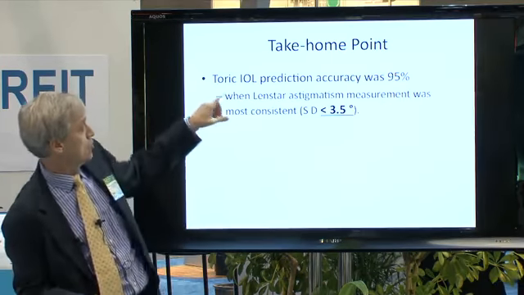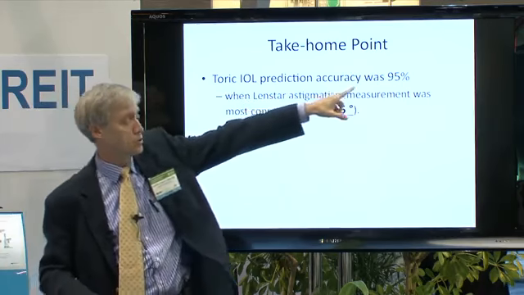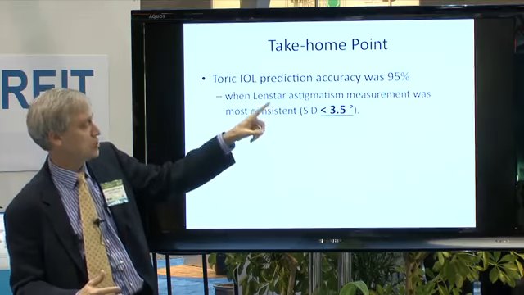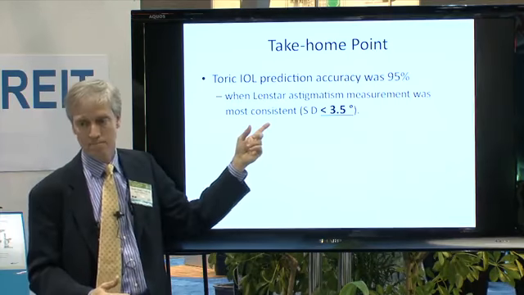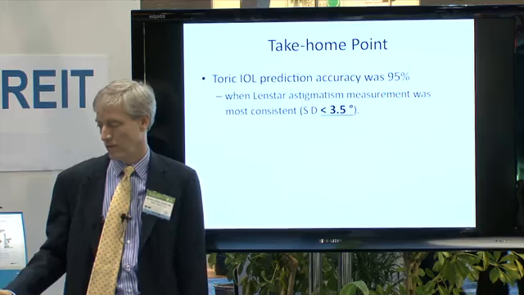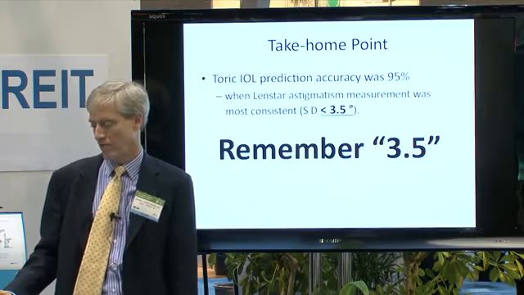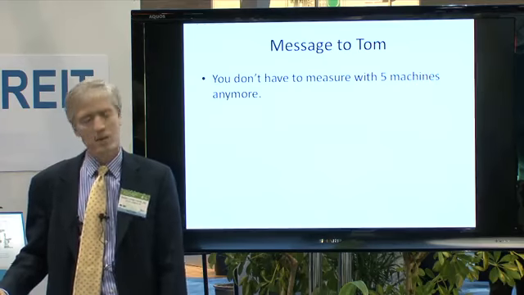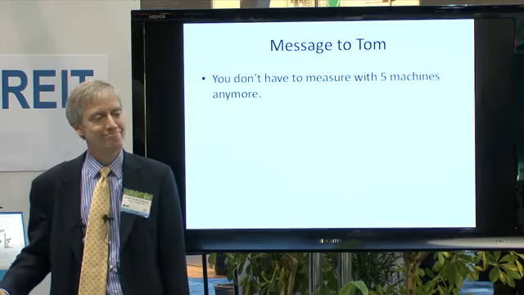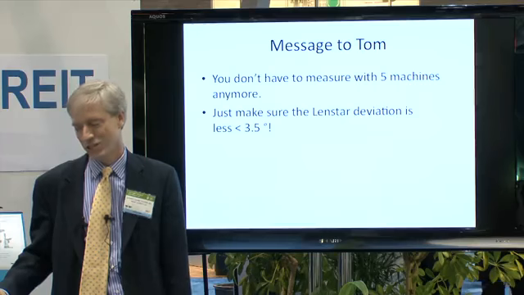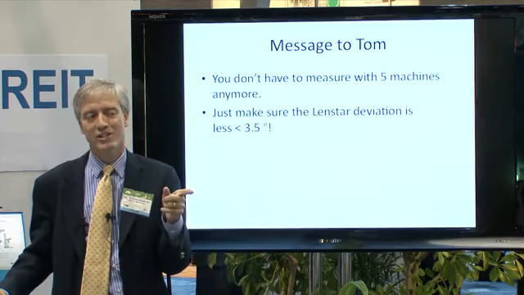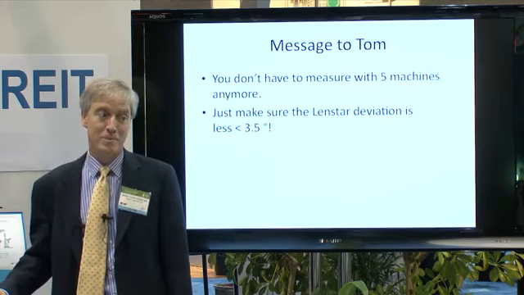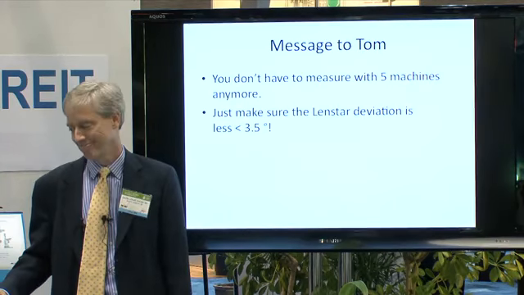So here's the final take-home point. Your toric IOL prediction accuracy was 95% on these theoretic operations when the Lenstar astigmatism measurement was the most consistent, a standard deviation of less than 3.5 degrees. Remember 3.5. So my message to Tom is, you don't have to measure with 5 machines anymore, Tom. Just make sure that Lenstar deviation is within 3.5. If it's not, artificial tears, take them again. So you might be doing that machine more than once.